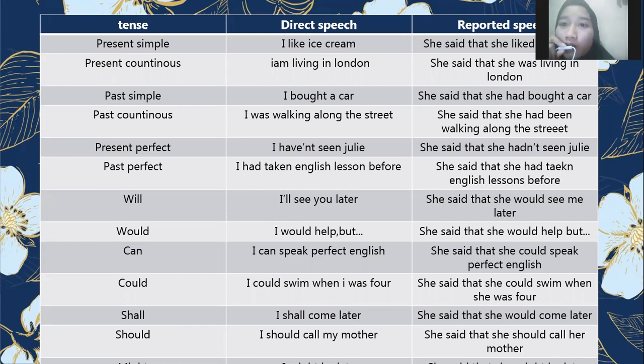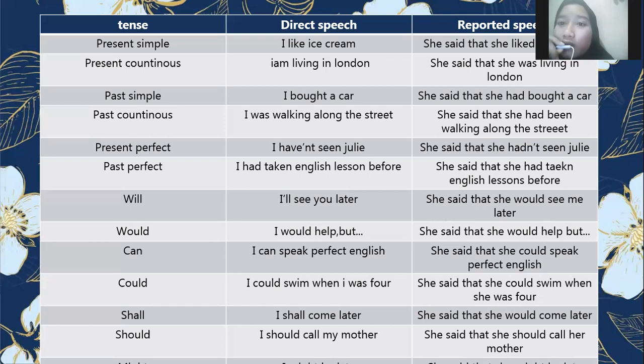Past continuous. Direct speech, "I was walking along the street." Reported speech, she said that she had been walking along the street. Tense, present perfect. Direct speech, "I haven't seen Julie." Reported speech, she said that she hadn't seen Julie.